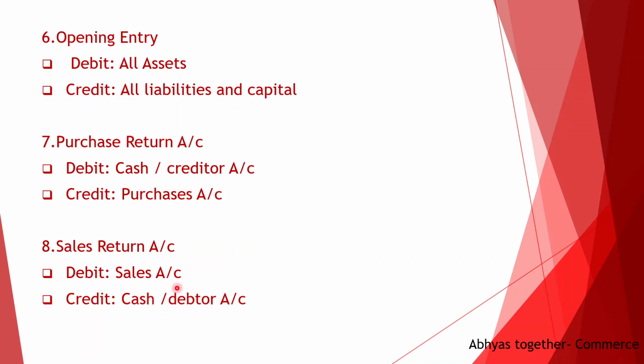Credit what goes out, real entry, right? The cash account, cash is going outside, so I'm going to credit the cash account. Similarly, the debtor, credit the giver. Who is giving me? The debtor. The customer is giving the goods back. So I am crediting the debtor account.